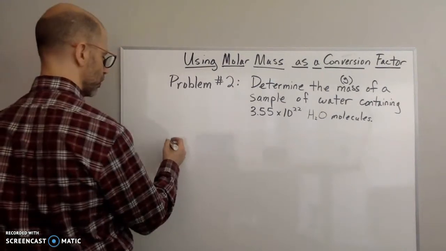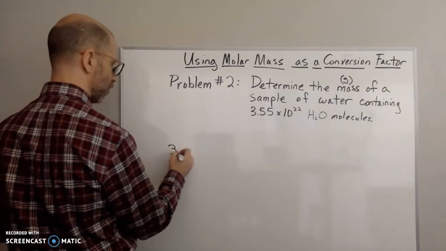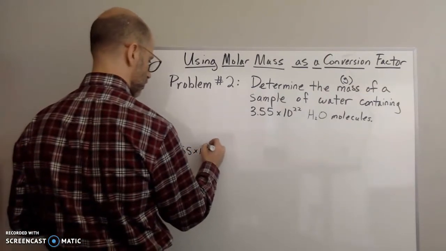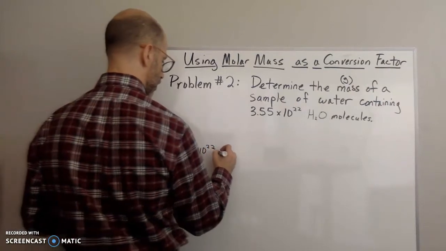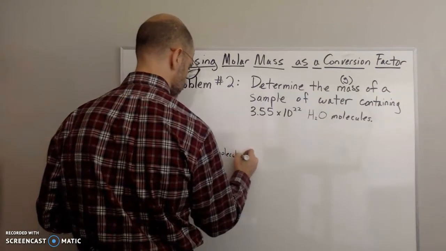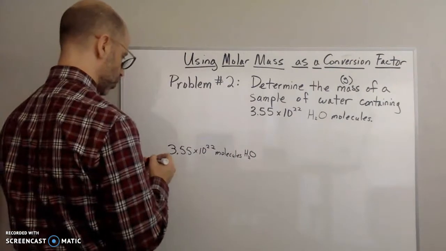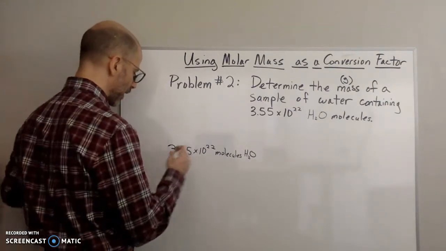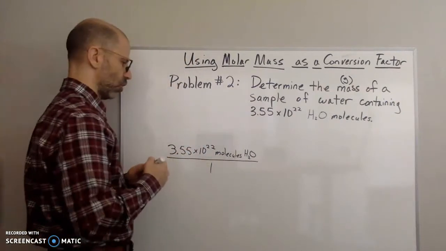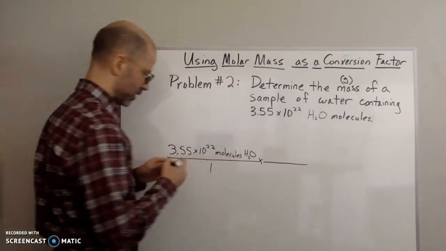So what we're going to do is start with the molecules. So we write down 3.55 times 10 to the 22nd molecules. And we write down the substance, water. So molecules of water. And we're going to put that over 1. Okay, and we're going to need to multiply by a conversion factor, so let's get that started.